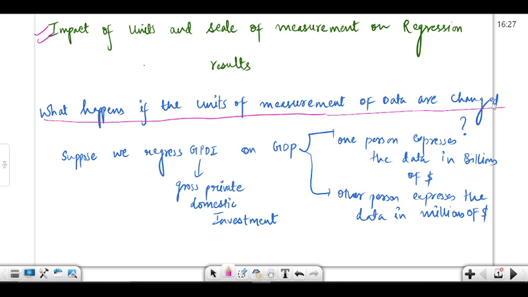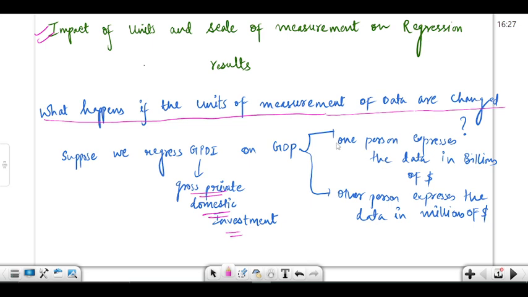Suppose we have to regress GPDI on GDP. GPDI is basically your gross private domestic investment. How is your GPDI changing as the level of GDP is increasing or decreasing? Whatever variation is there in the GDP, there has to be some impact on the GPDI, depending upon the beta true value that we get.